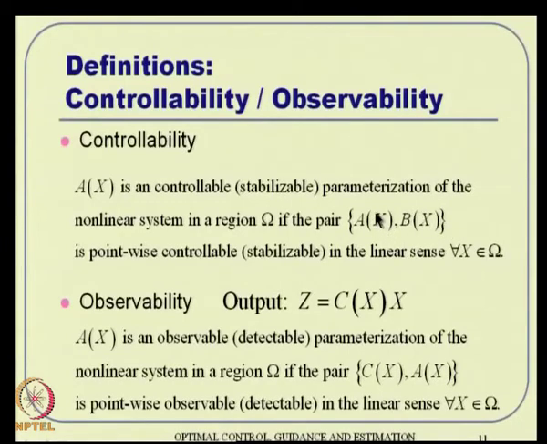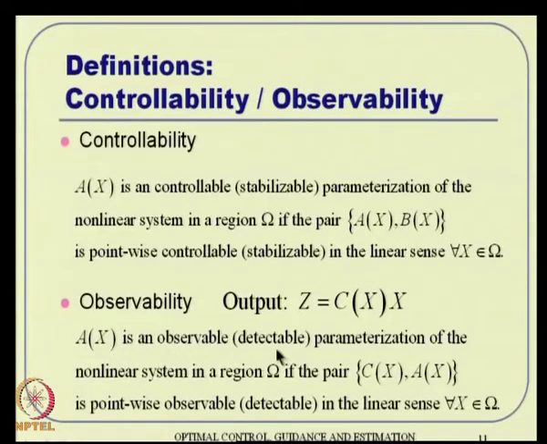So, if that happens for every such pair, A of x and B of x, where you substitute some number, and if the pair A, B is stabilizable at every point, then it is called pointwise controllable or pointwise stabilizable, for all x in the domain of interest Omega.